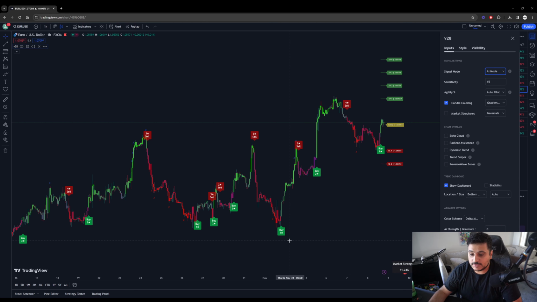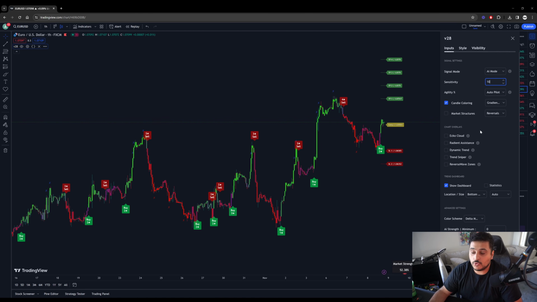So now that we understand what the number and star symbol means on the AI mode, next we have the sensitivity. For the sensitivity, the lower this number is, the faster the signals will be produced on the chart, and the higher this number is, the slower the signals will be produced on the chart. So for example, if I were to lower this number to, let's say, 10, you're going to see some of these signals move back and you're going to get faster signals on the chart.